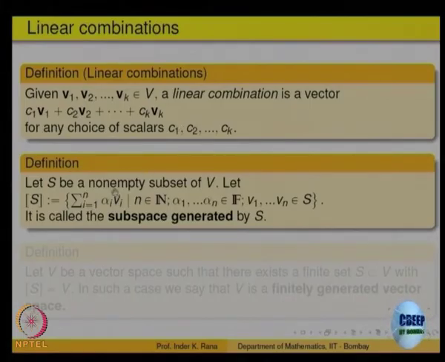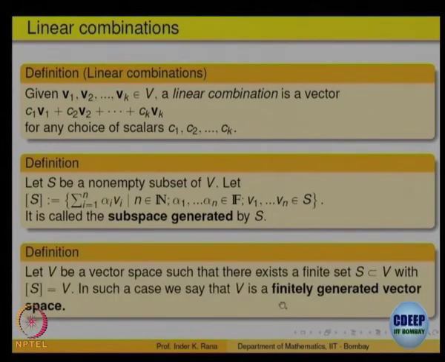So, look at all linear combinations of elements of S, where n is varying, the alpha i's are varying and the v i's are varying. All possible linear combinations, call that the square bracket S. One can show easily that if you take two linear combinations, the sum is again a linear combination, and scalar multiplication is again a linear combination. So, this is a subspace and it is called the subspace generated by S. So, given a set S in a vector space, the subspace generated by it is the set of all possible finite linear combinations of elements of S.